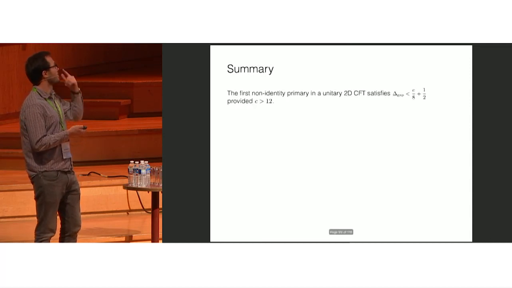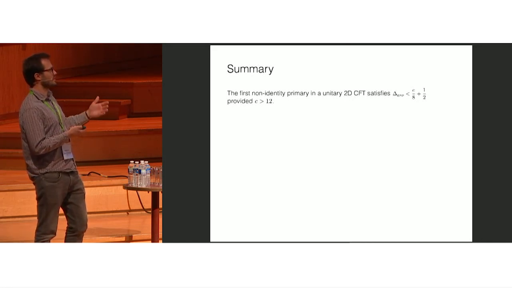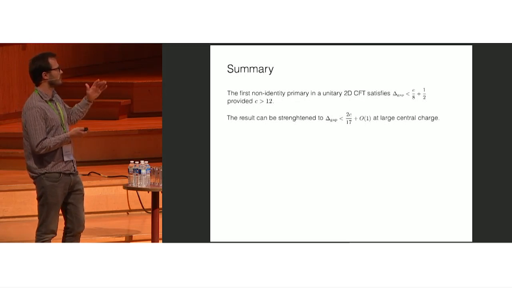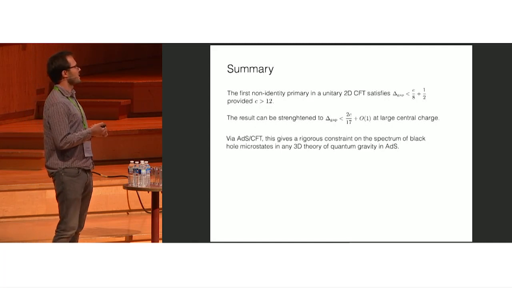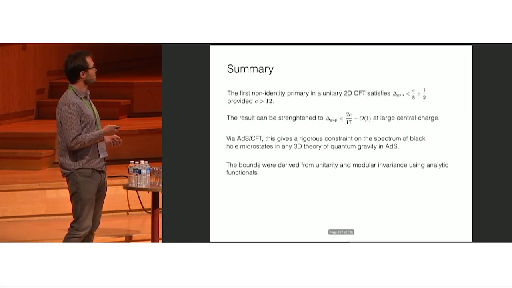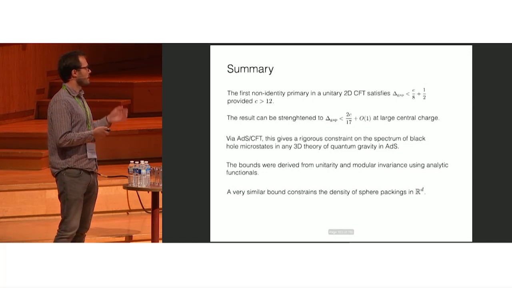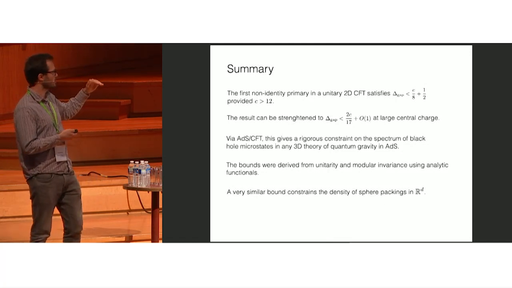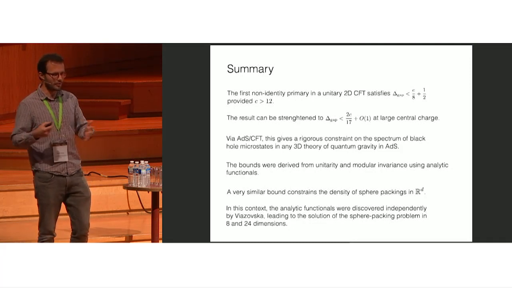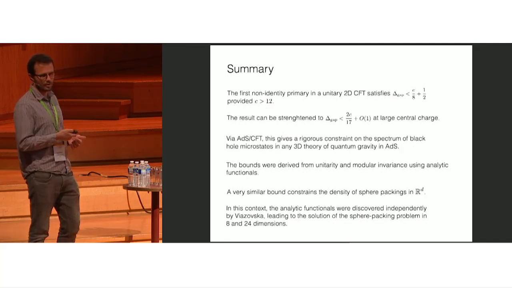So let me summarize. I showed you first that the first non-identity primary in a unitary 2D CFT must satisfy that delta gap is less than c over 8 plus a half. And this result can be strengthened a little bit to 2c over 17 at large central charge, but I didn't show you the proof of that, but it's just a small generalization. Via AdS/CFT, this gives a rigorous constraint on the spectrum of black hole microstates in a 3D theory of quantum gravity in AdS. The bounds were derived from unitarity and modular invariance using analytic functionals. And a very similar bound constrains the density of sphere packings in d dimensions. And in this context, the analytic functionals were discovered, although in a slightly different guise, by Viazovska, who didn't call them analytic functionals, but magic functions, leading to her solution of the sphere packing problem in 8 and 24 dimensions.